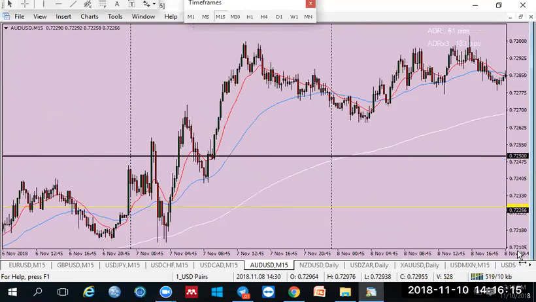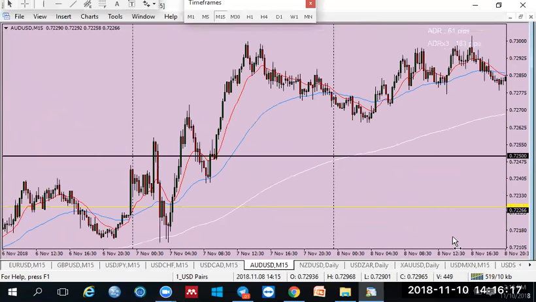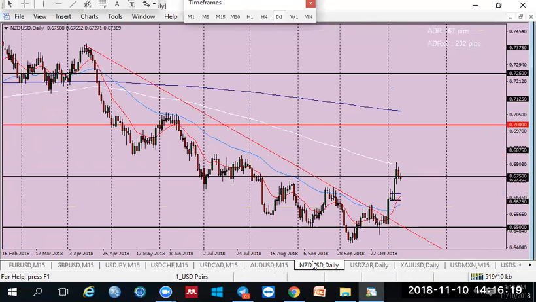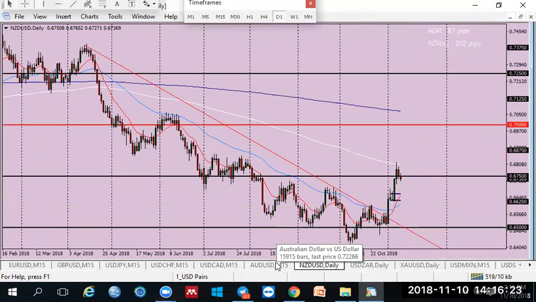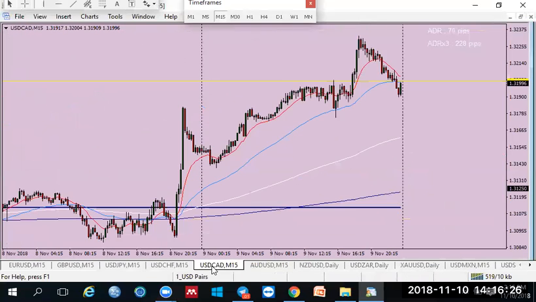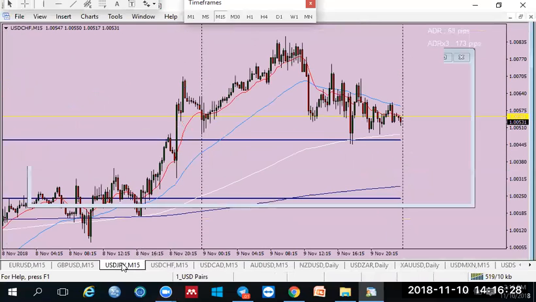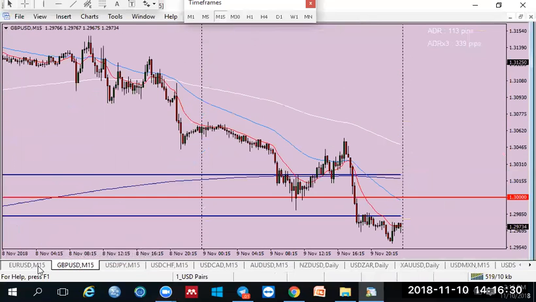And this is New Zealand USD, the same thing. Okay. So this can be applied on other pairs other than Euro USD.